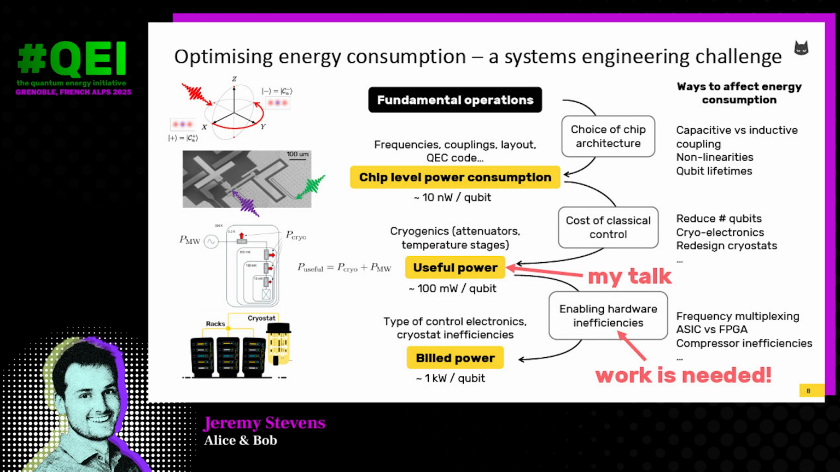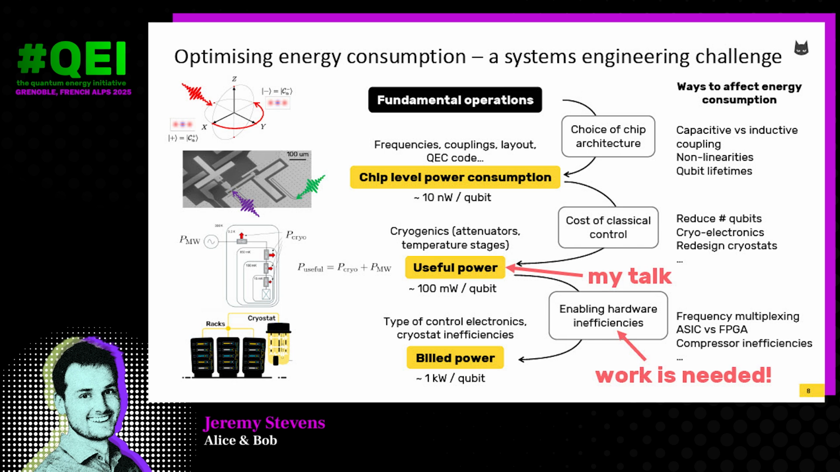And at this stage, once you've fabricated the device, you can measure or calculate the chip level power consumption. This is the power consumption you would have if you placed a spectrum analyzer at the entrance of the chip, and this would be the reading you would get on that spectrum analyzer. But in practice, that's not actually the power you're using to operate the device, because you have the cost of classical control on top of this.